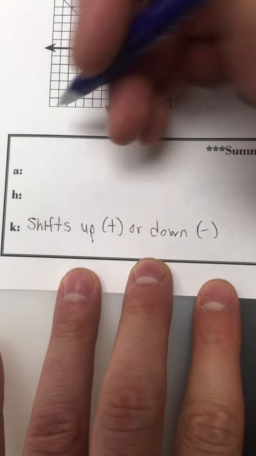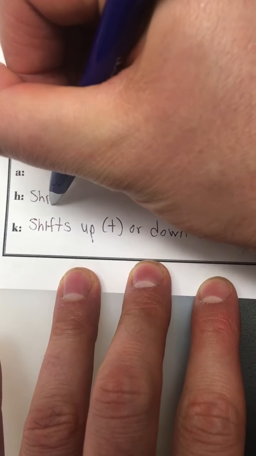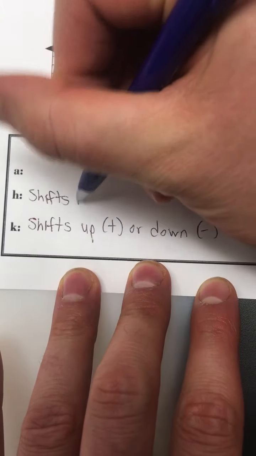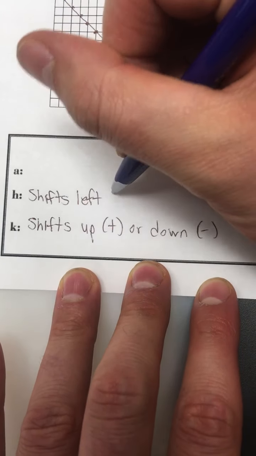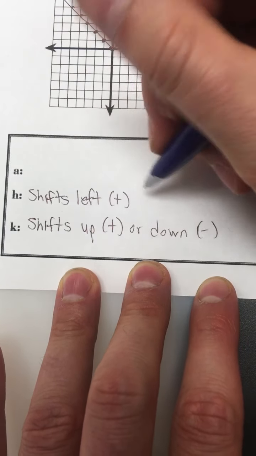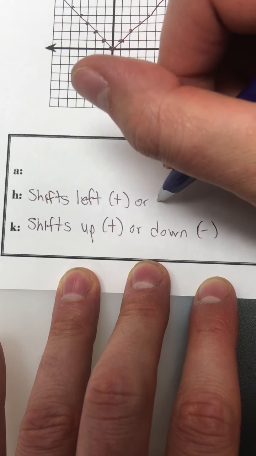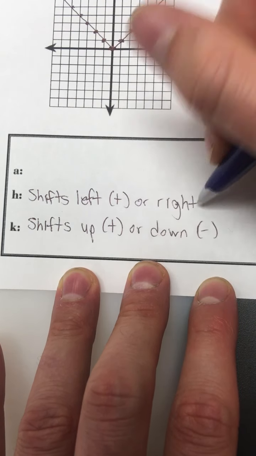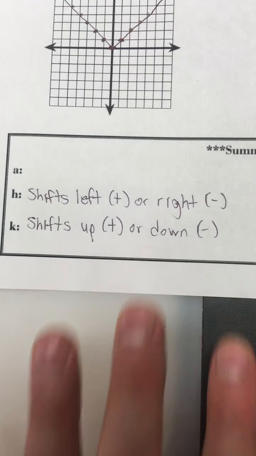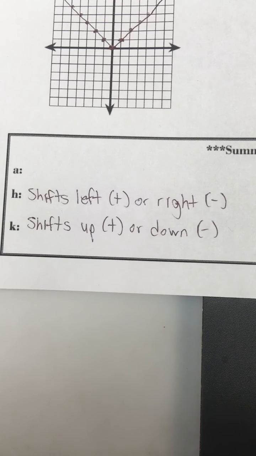The h value is going to shift it left if there's a plus, or it's going to shift it right if there's a minus. So if there's an x minus 5 in the parentheses or in the absolute value, that will move the whole graph to the right. Something plus something inside the parentheses will move it to the left.